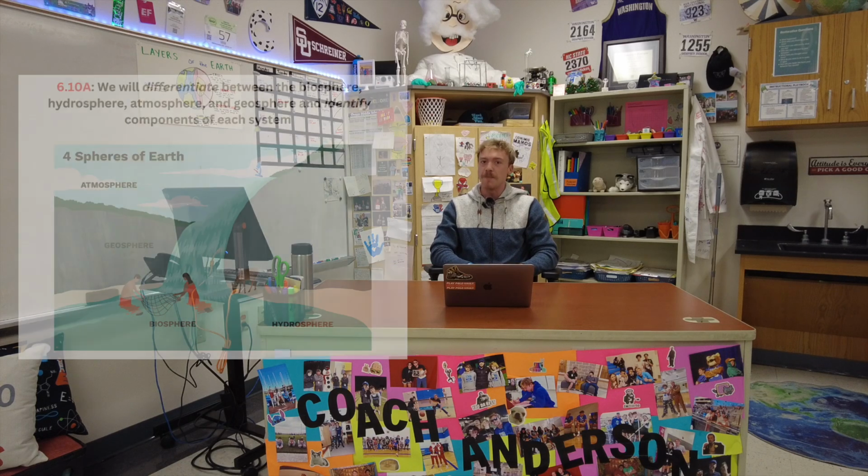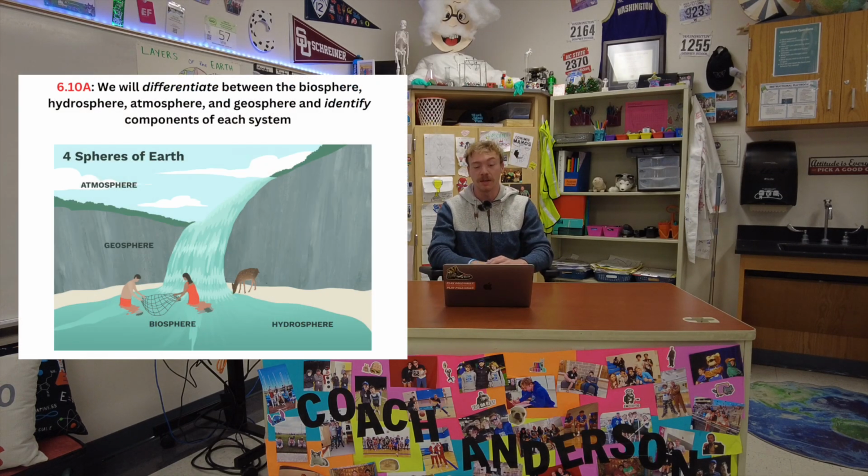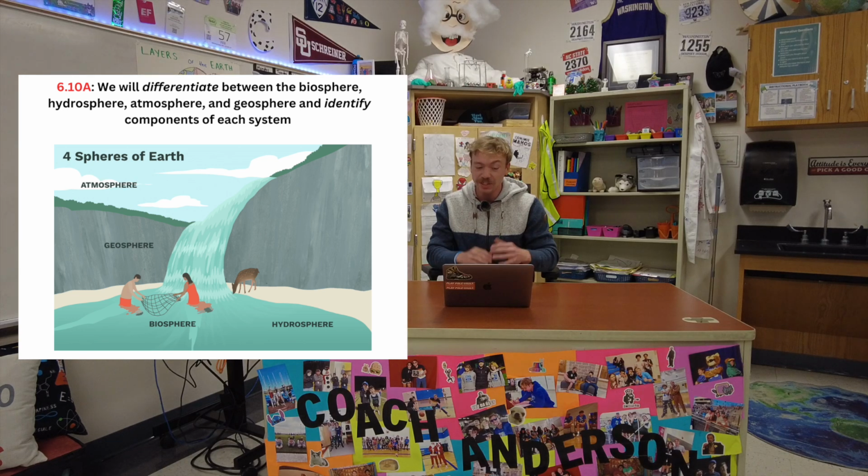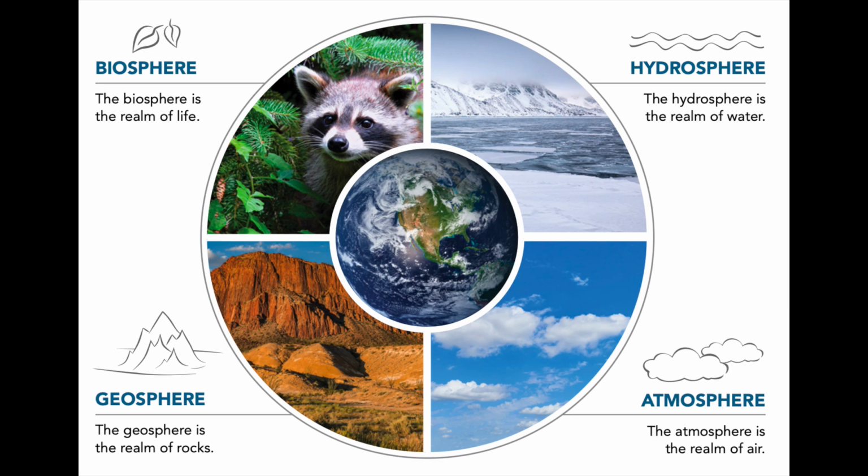So first things first, let's begin by talking about Earth's four spheres, okay? Now everything on Earth is classified into four main systems that we call spheres. Matter and energy are constantly cycling through these spheres. Their interactions shape Earth's surface, and each sphere has a role in making Earth home to living things. These four spheres, as you can see in the picture up here, are the biosphere, geosphere, hydrosphere, and atmosphere.